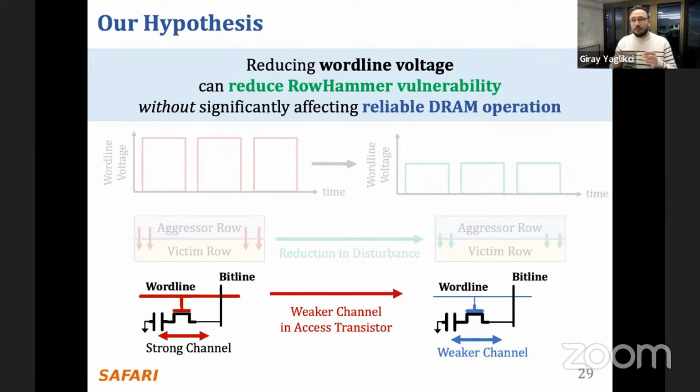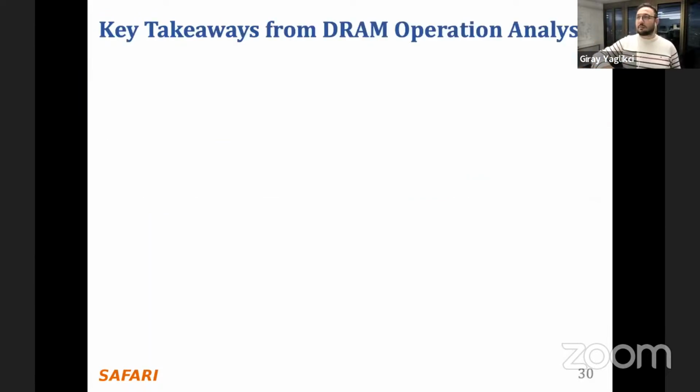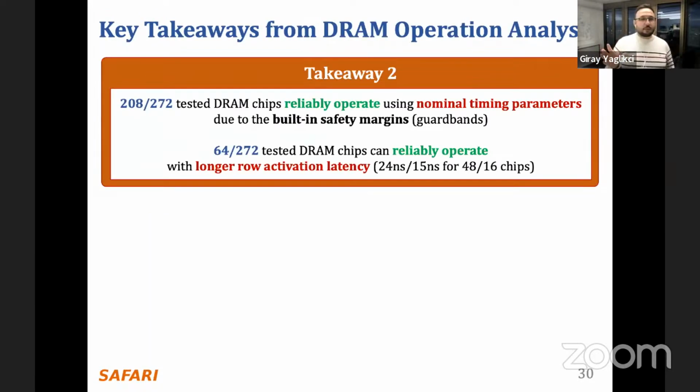So we question if it is really possible to reduce the voltage without significantly affecting reliable DRAM operation. And the reason that we are suspecting this is because when you have a larger wordline voltage, you have a stronger channel here. And if you reduce the wordline voltage, then the channel strength, so your channel in the transistor, gets weaker, so it conducts less, and then it can cause DRAM to work slower, and I will explain in a little bit. So in this part of the analysis, we also have two key takeaways.